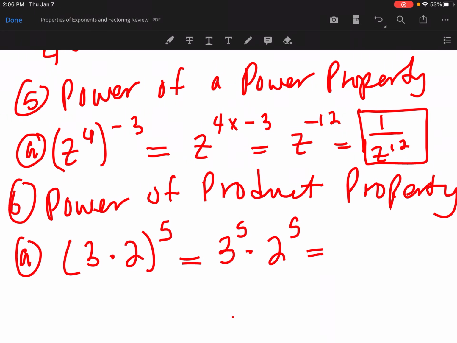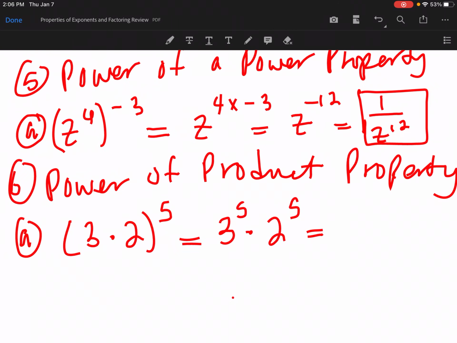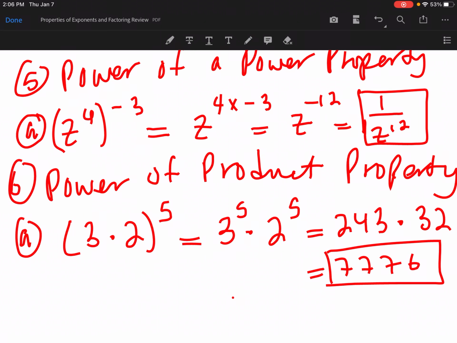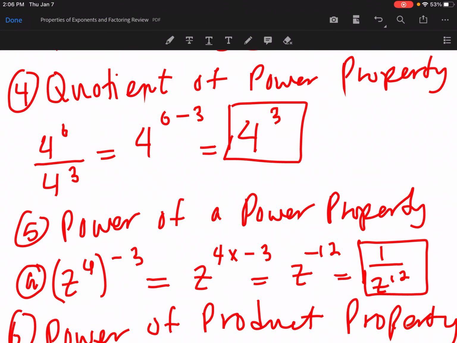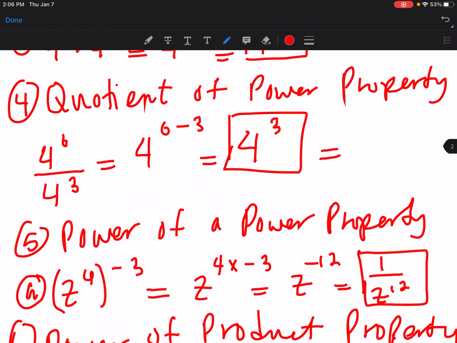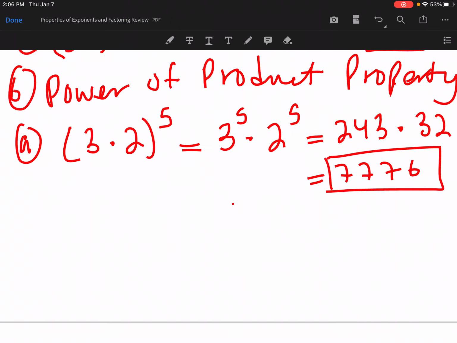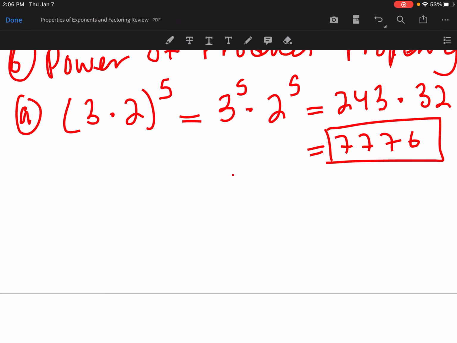And you can plug this into the calculator. 3 to the 5th is 243, times 2 to the 5th is 32. And altogether, when I multiply that, I get 7,776. And you can do this for any of the previous numbers also. I just didn't fully work it out, but say right here, when we have 4 to the third, 4 times 4 is 16, 16 times 4 is 64. And you can easily plug that into the calculator, or you can plug that into Desmos also.